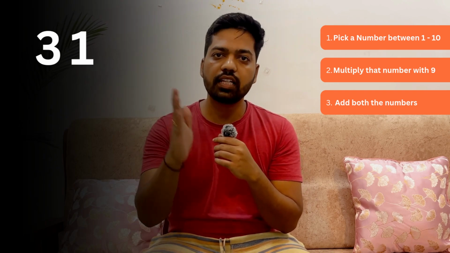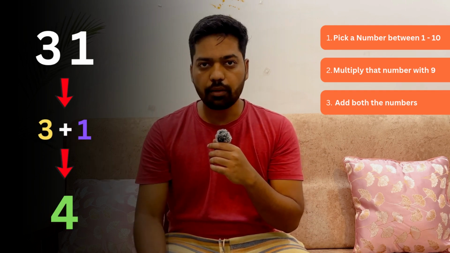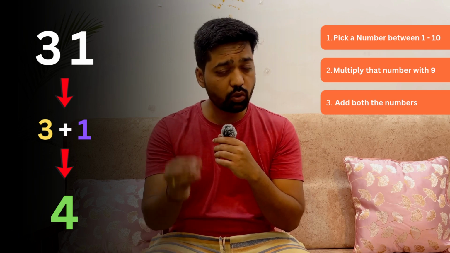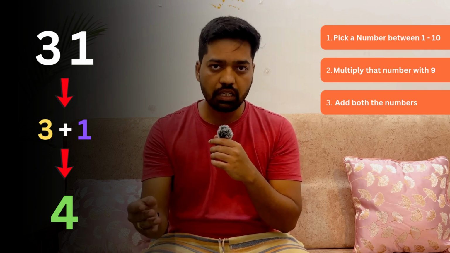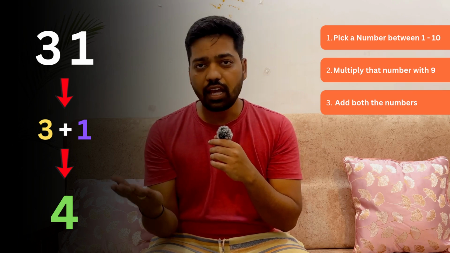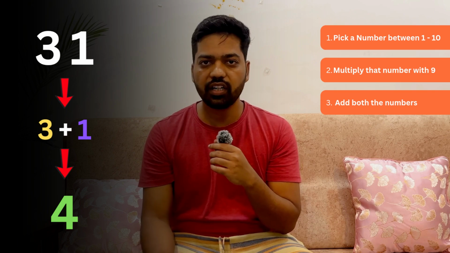So if it's a single digit number, you have to keep it as it is, nothing needs to be done. But if it's a 2-digit number, all you need to do is to add those two numbers. For example, if I end up with number 31, what I will do is add 3 and 1. 3 plus 1 will be 4. So 4 will be my number or the result. So you have to do it with your number. Once you multiplied the number by 9, you have to either keep it as it is if it's a single digit number, and if it's a 2-digit number, you have to add both the digits.